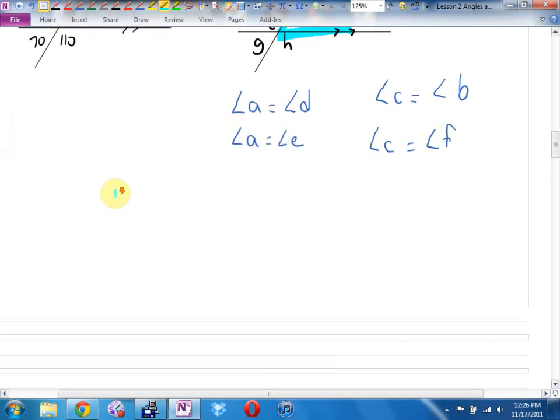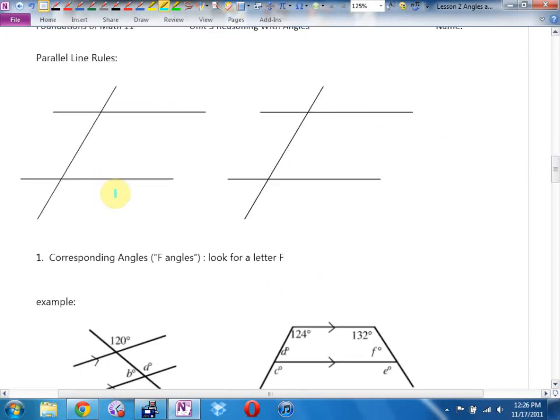So, parallel line rules. These two lines look parallel, but they're not yet until I do this. Now they're parallel. If I tell you that this angle right here is 120 degrees, how big is that angle? 120. And what we're going to look for from now on is that little pattern there, except it can be upside down or flipped.